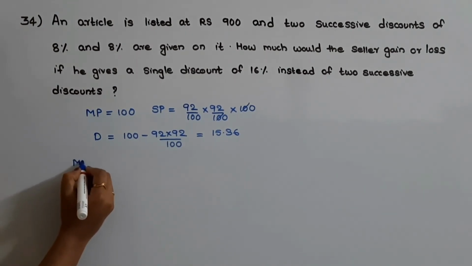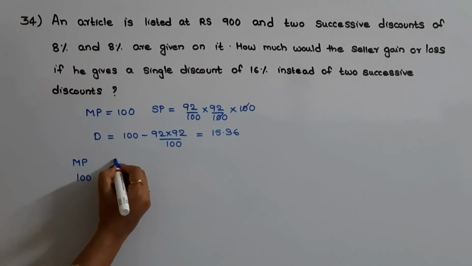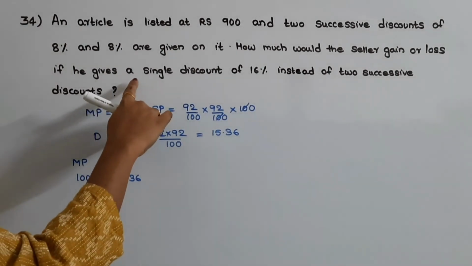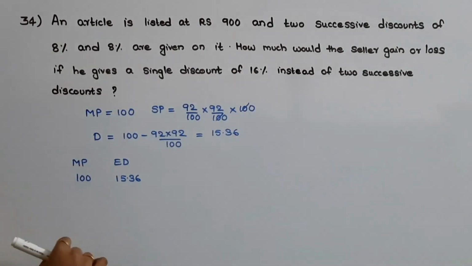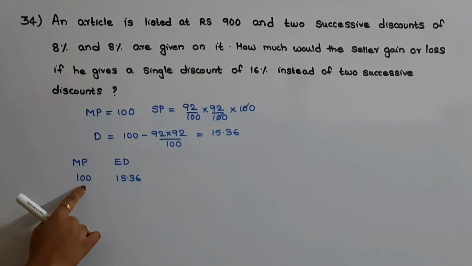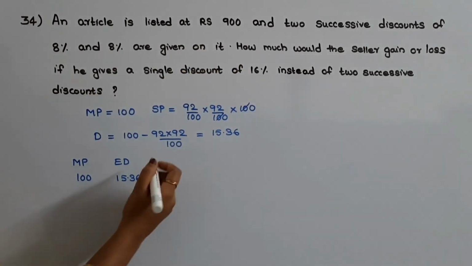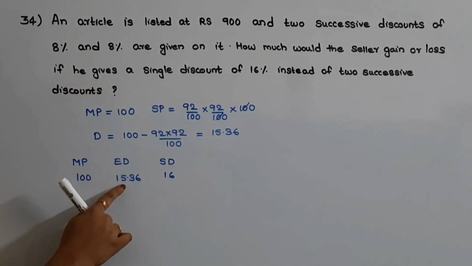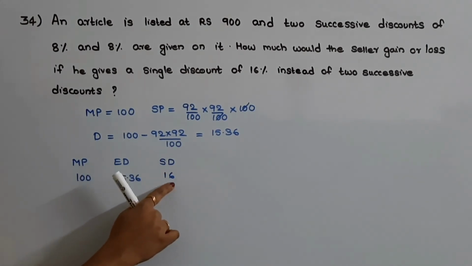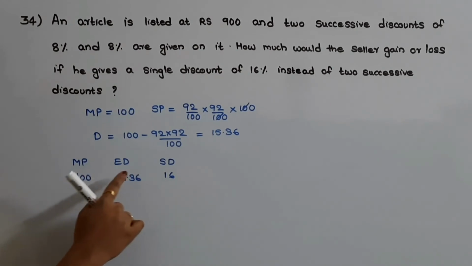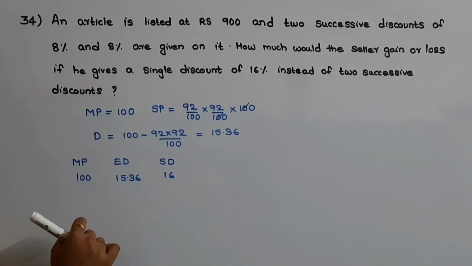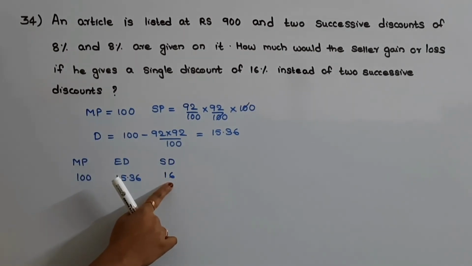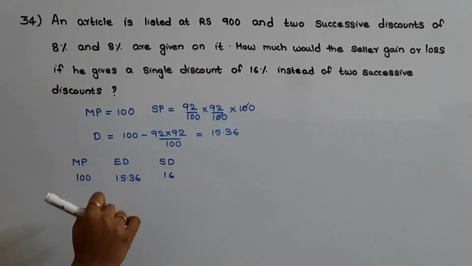So we took the mark price as 100 and the equivalent successive discount we found it as 15.36. Okay, and in the second condition he is providing a single discount of 16%. Okay, so when mark price is 100, discount percentage will be equal to discount. So the single discount will be equal to 16. Okay, so the equivalent successive discount is 15.36 and the single discount is 16. This single discount is greater than that of the equivalent successive discount. Okay, so if the seller is providing single discount instead of two successive discount, he will be having loss.